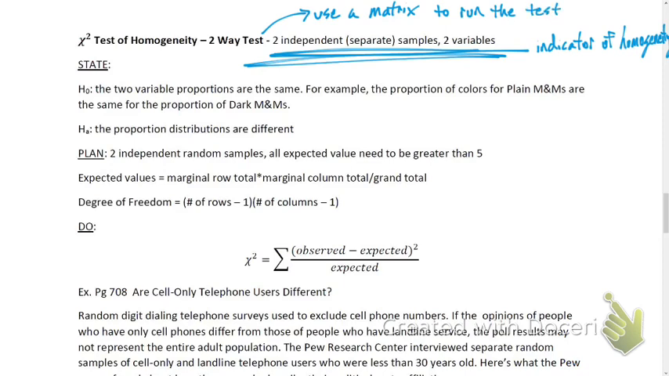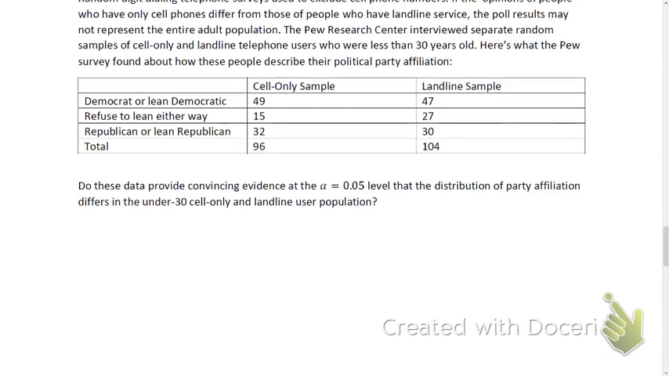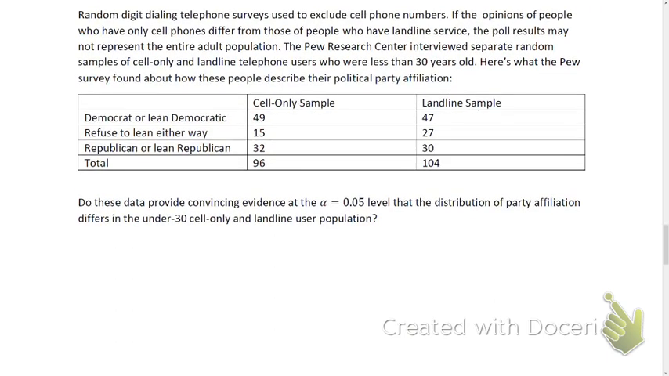So you want to create a matrix, I'll show you how to do that, and store that matrix, and then run the chi-squared two-way test. All right, let's dive in. We have political party and cell phone usage.